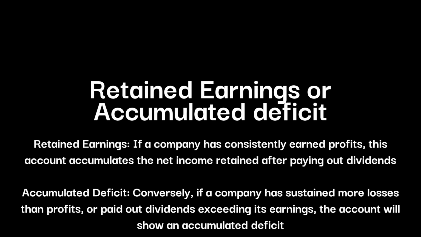Okay, retained earnings or accumulated deficit. Retained earnings: if a company has consistently earned profits, this account accumulates the net income retained after paying out all the dividends. Accumulated deficit, conversely: if a company has sustained more losses than profits or paid out dividends exceeding its earnings, the account will show an accumulated deficit.